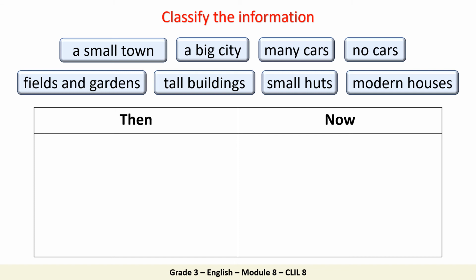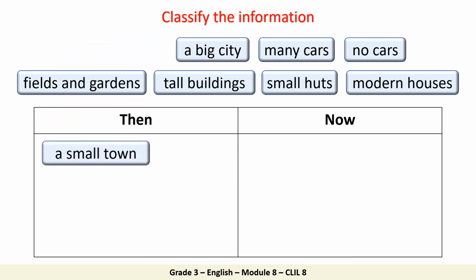Before leaving, let's classify the following information according to when they happen. So if the given information happens in the past, it will go under then. And if it's happened now, of course it will go under now. So let's start with the first one. A small town. Super. Then. A big city. Amazing. Now.